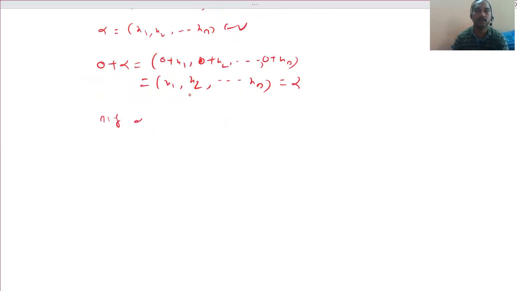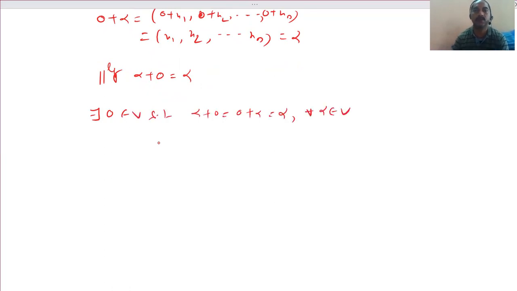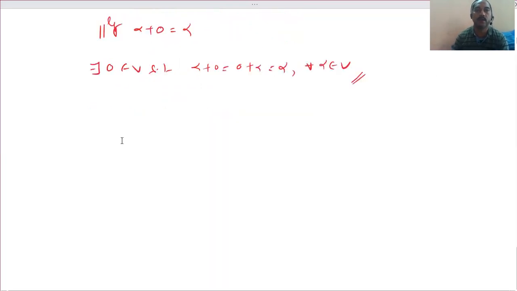Similarly, alpha plus 0 equal to alpha. It means there exists a vector 0 such that alpha plus 0 equal to 0 plus alpha equal to alpha for every alpha belongs to V. So hence identity property over, identity axiom over. Then inverse axiom.